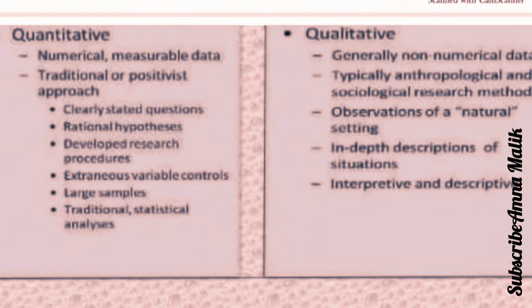Quantitative approach: numerical, measurable data, traditional or positivist approach, clearly stated question, rational hypothesis, developed research procedures, extraneous variables controlled, large samples, traditional statistical analysis. Qualitative: generally non-numerical data, typically anthropological and sociological research method, observation of a natural setting, in-depth description of a situation, interpretive or descriptive.